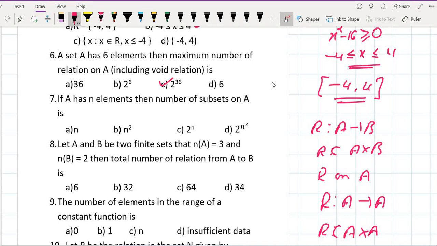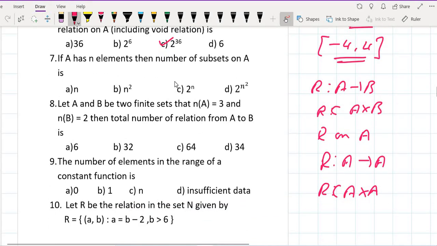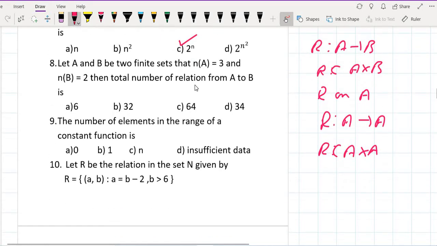Consider question number 7. If A has n elements, then the number of subsets you can form from A is 2 to the power n. This is the formula itself. Let A and B be two finite sets, n of A is 3, n of B is 2. Total number of relations from the set A to the set B. First get what is A cross B. 3 2s are 6. So number of relations 2 to the power 6. 2 power 6 is 64. So option C holds good.